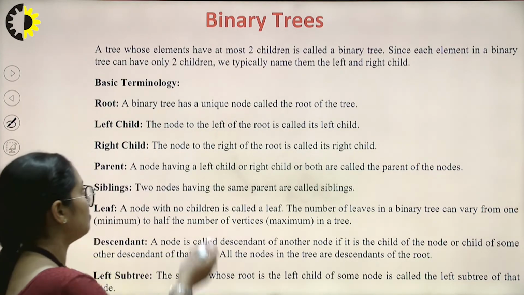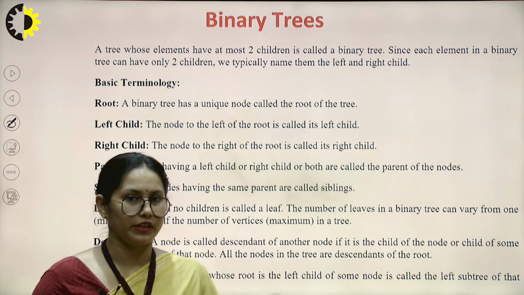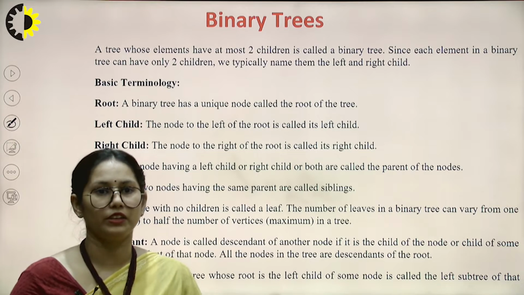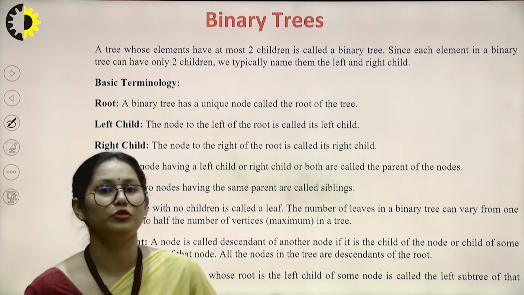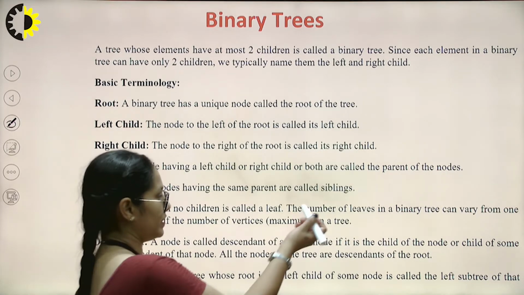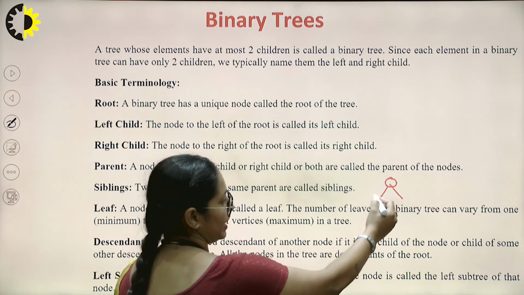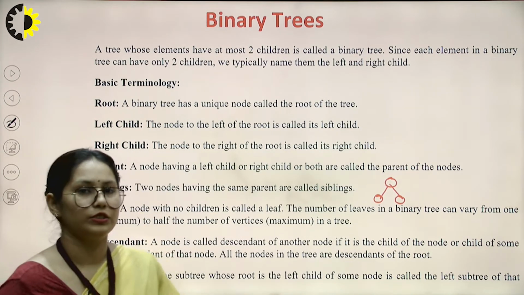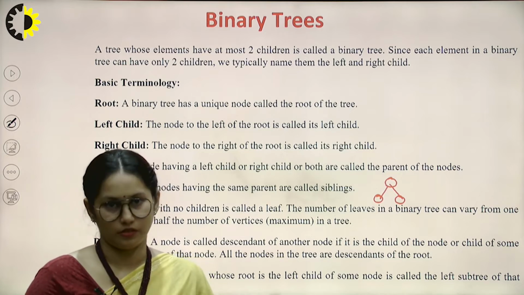Now come to binary trees. What is a binary tree? The word binary itself suggests 0 and 1. A tree whose elements have at most 2 children is known as a binary tree. It means if this is a node, it should have only 2 children, at most 2 children, not beyond 2 children.